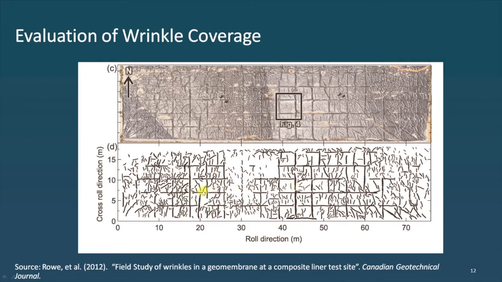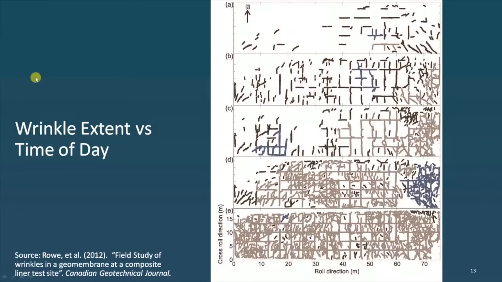In fact, it's not just a localized problem, but you can see this network of wrinkles. They're referred to as hydraulically connected wrinkles. So, for example, if you have a hole, let's say here in this wrinkle, it can get fluid and it can fill this whole network of wrinkles up with fluid.